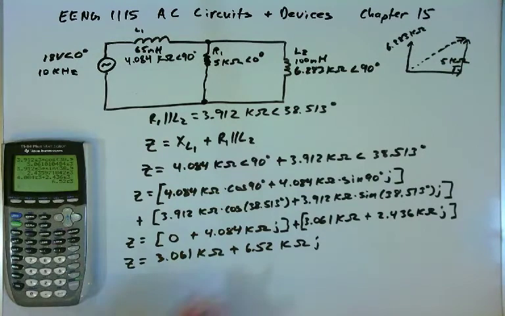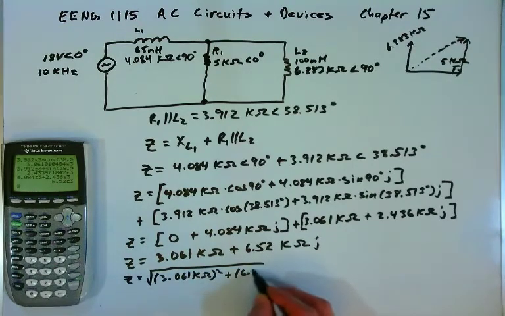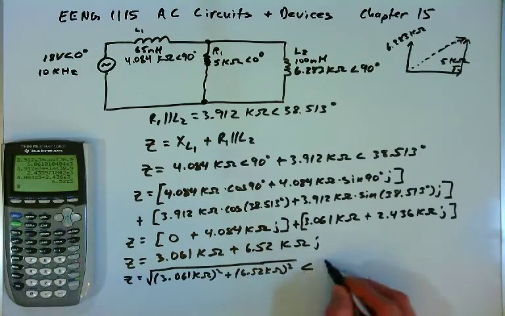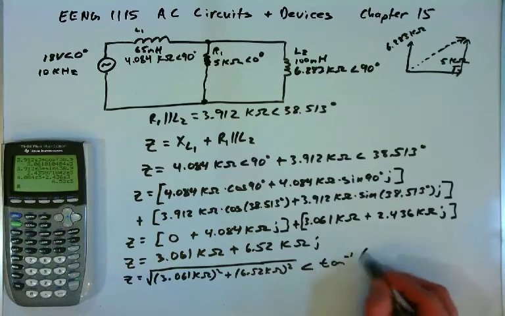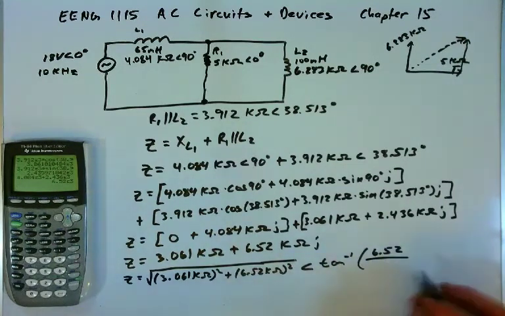Now we need this to be in polar coordinates. Eventually we'll go to find the total current. When we divide the voltage by the impedance, we're going to want this to be in polar form. So the impedance will be, by the Pythagorean theorem, the square root of 3.061 kilo ohms squared plus 6.52 kilo ohms squared, at an angle of the inverse tangent of the y component, 6.52, divided by the x component, 3.061. The kilo ohms cancel.